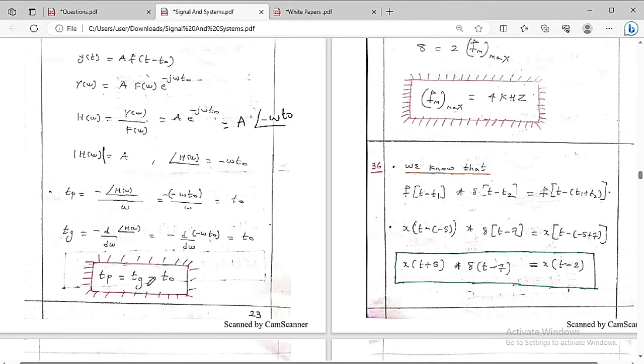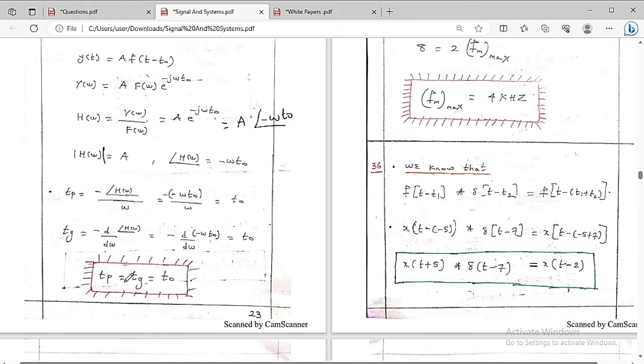So both are equal and they are equal to a constant value. So in the case of a linear phase system, both the phase delay and the group delay are equal, and they are equal to a constant value. This one you have to keep in your mind.